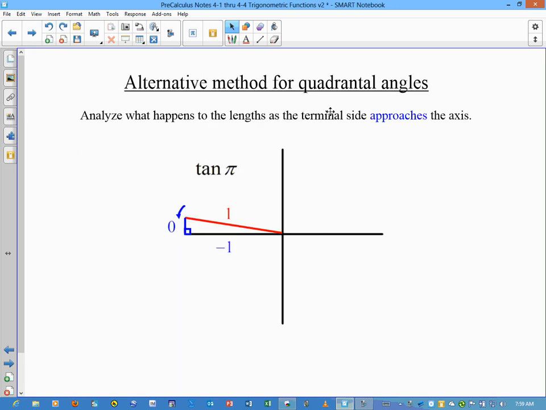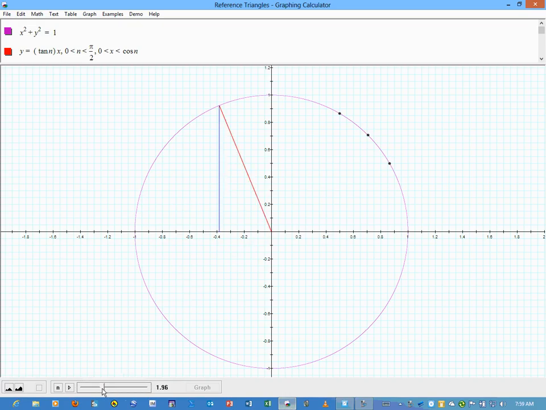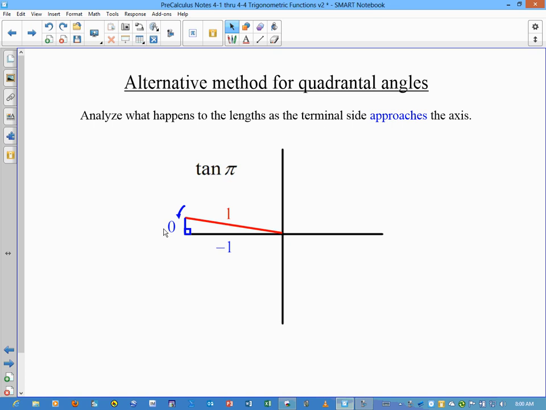First is the alternative method for the quadrantal angles. And remember, through the animation, we saw that this was collapsing as your terminal side approached the axis. The triangle was basically collapsing away. So if we think about that collapse, let's look at what happens to the values as they reach that destination. Well, first of all, the hypotenuse is always 1. It's always going to remain 1.